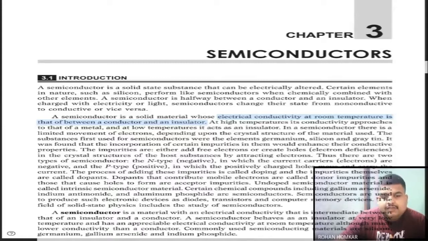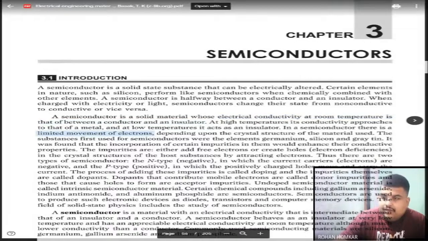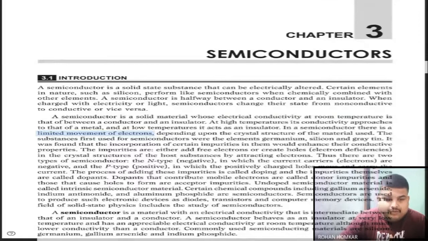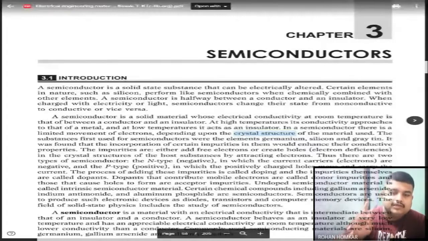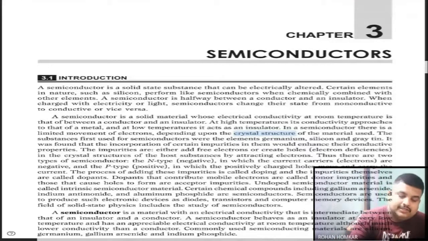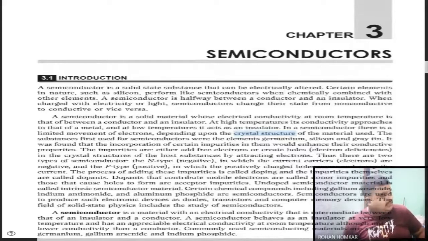Now in a semiconductor, there is a limited movement of electrons. And why is this movement limited? Because it is dependent on the crystal structure of this particular material. Now we have two types of semiconductor material. The first one is called an intrinsic semiconductor. What is the meaning of intrinsic semiconductor? An intrinsic semiconductor is a pure semiconductor, the purest form of semiconductor. And the second one is the extrinsic semiconductor.